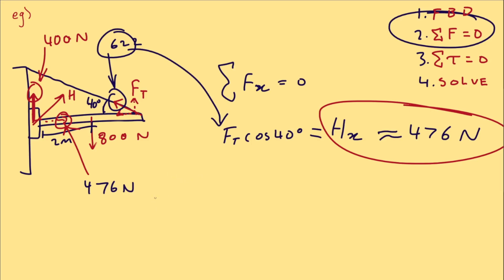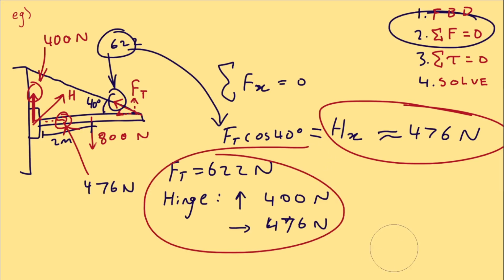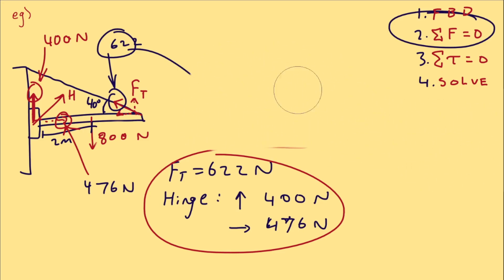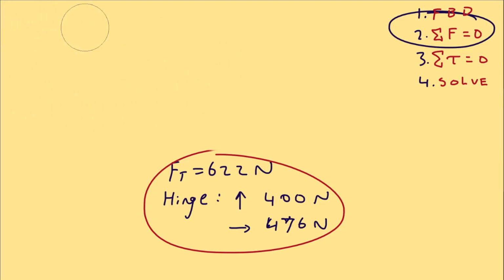And here's our final answers that we found. The tension in the cable, 622 newtons. The hinge forces, we have the y being 400 and the x being 476 newtons. We just solved the entire problem. All we did was we applied step 2 and 3 and we solved for all of the unknowns by plugging in values that we previously found.